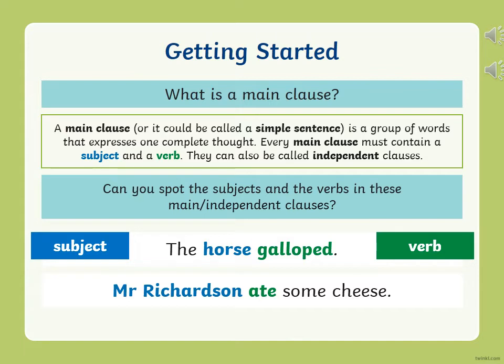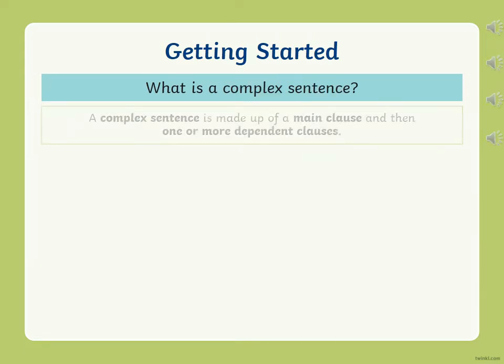Yes, that's right. The subject in the first sentence is horse. The subject in the second sentence is Mr. Richardson. The verbs, on the other hand, are galloped and ate.